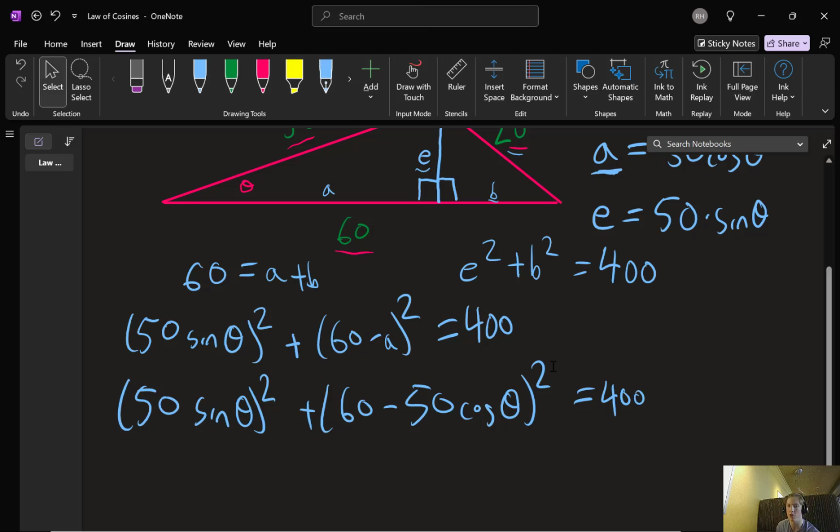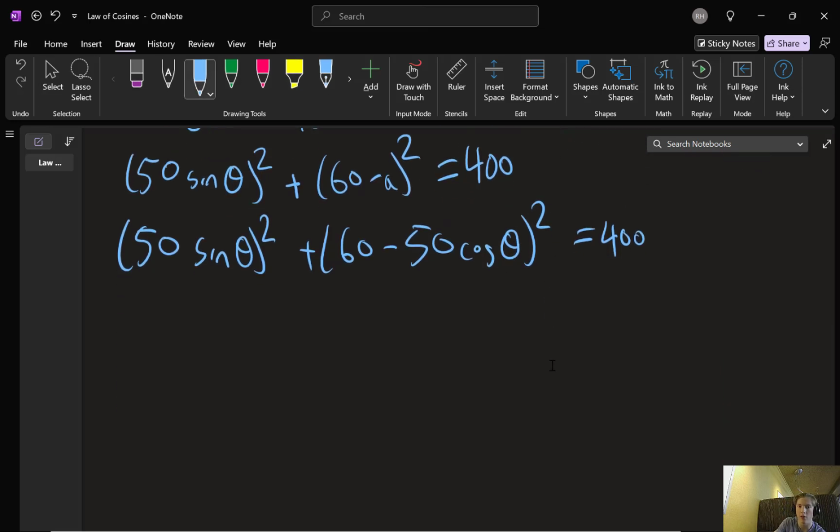Now we have the easy step. We just have to solve this equation. So 50 squared is just 2500. And then we can just multiply that by sine squared of theta. And then for this, it is just a square.